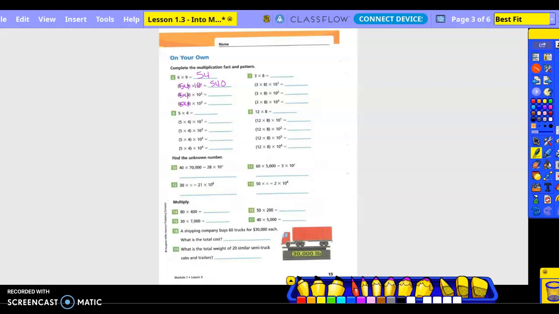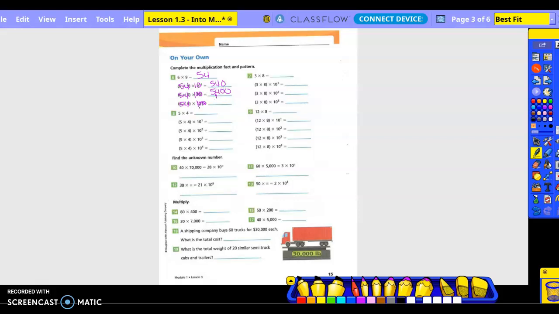No. Okay. 10 to the second power is 2 zeros. 1 with 2 zeros for 100, right? So I'm going to write 54 and write 2 zeros. Do I need to put in a comma? Yeah. Go 3 places from the right and put in my comma. So 5,400. Okay, next one. I'm going to write 10 to the third power is what?